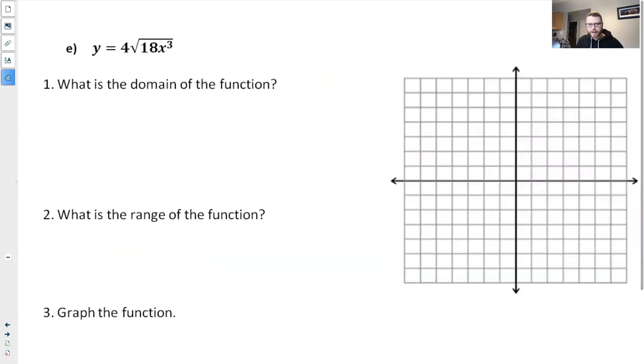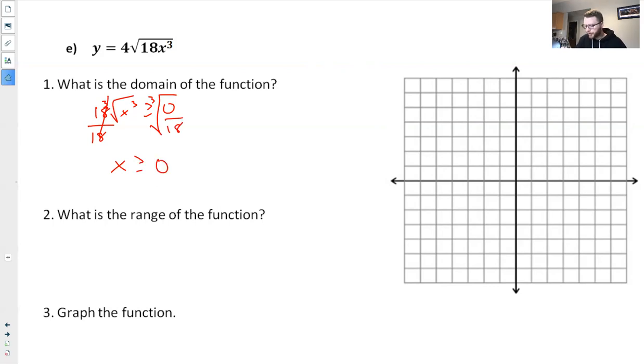Okay, moving on. So the next one, 4 multiplied by the root of 18x cubed. Okay, so for the domain, we will set our radicand greater than or equal to 0. So 18x cubed is greater than or equal to 0. We will solve for our x. So 0 divided by 18 is 0. And then if we take the cube root of x cubed and the cube root of 0 divided by 18, we get x is greater than or equal to 0. Okay, so that is our domain.